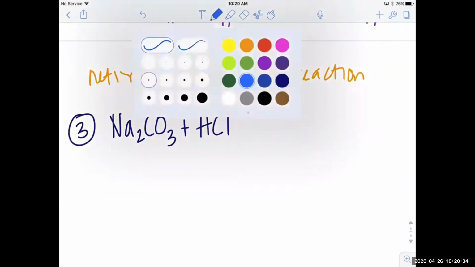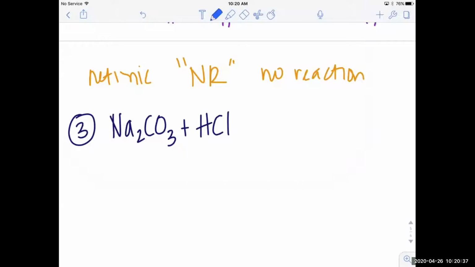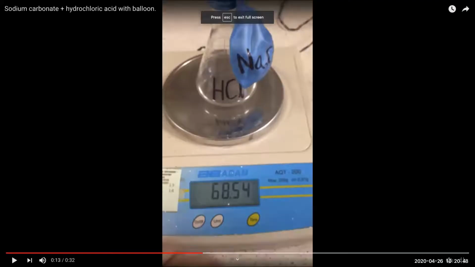So our third reaction is sodium carbonate and hydrochloric acid. We'll go ahead and write our observations here. Looking at this video, you can see here in the flask, we have HCl. And in this balloon, the reason that we're using a balloon here will become evident in just a second. They're putting it on a scale to show you the law of conservation of matter. Anyway, we've got solid sodium carbonate in this balloon, and we have the liquid hydrochloric acid. They're going to lift the balloon up into the flask, and we'll see what happens.